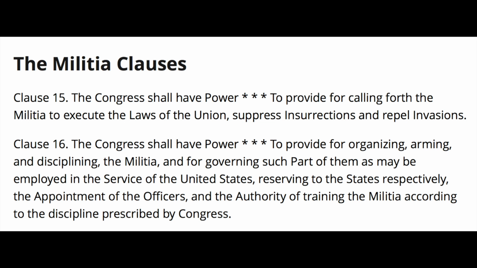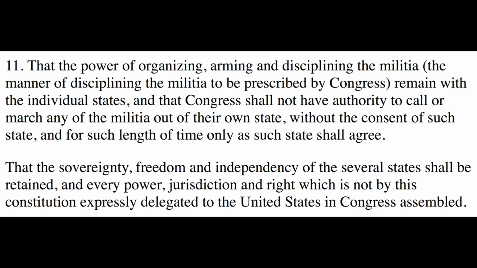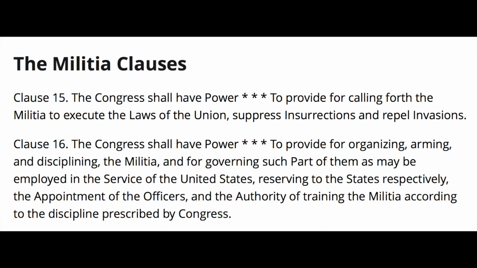And then it goes on to say that the sovereignty, freedom, and independence of the several states shall be retained, and every power, jurisdiction, and right which is not by this Constitution expressly delegated to the United States in Congress assembled. So basically, this is like the 10th Amendment, I believe. It's like the power not delegated to the United States Congress or to the federal government shall remain with the people in the states or whatever. So here goes the militia clause to show that Congress has this power.